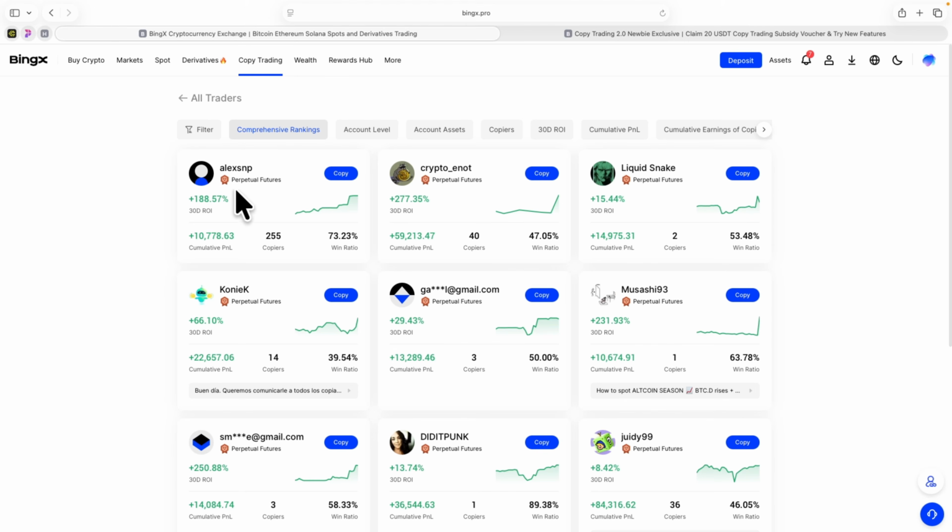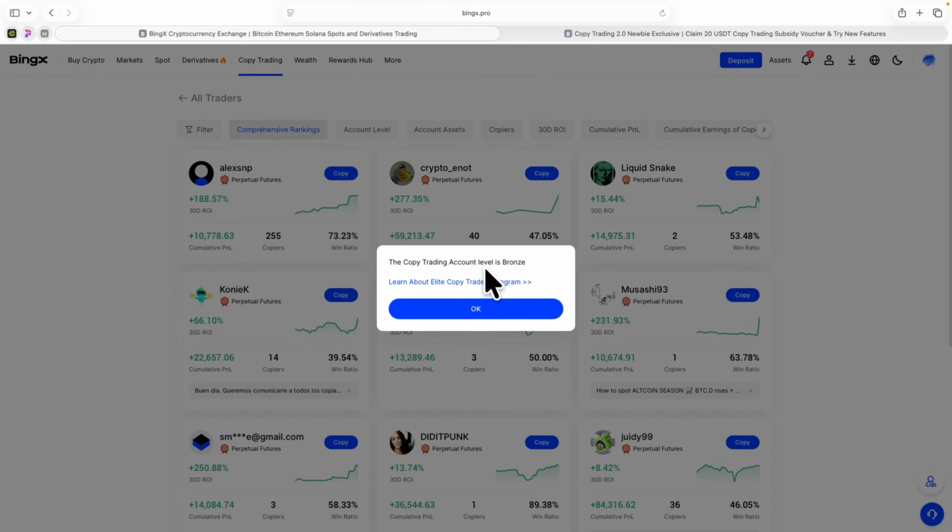You can see the first person under this category, you see the username of that person, and then you see this logo or this icon right here. Once you click on it, it will show you the level of that trader. So the copy trading account level is bronze. For copy trading, we have different levels. We have the diamond level, the gold level, the silver level, and the bronze level right there. I hope you get it.